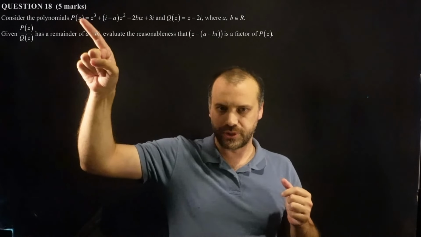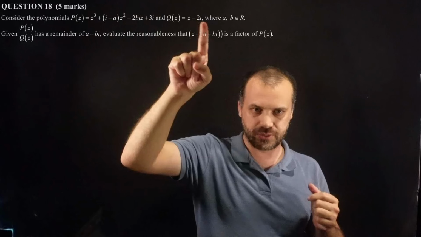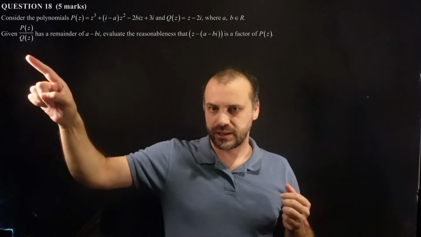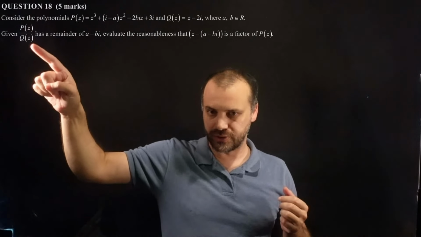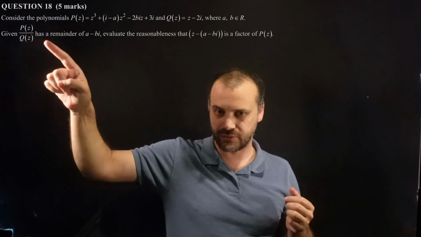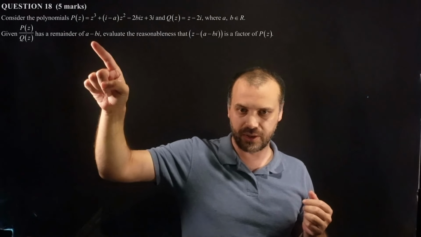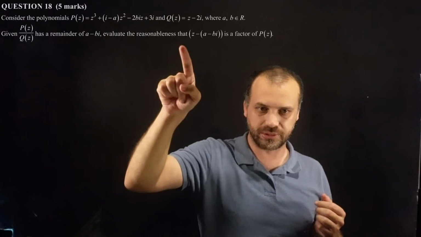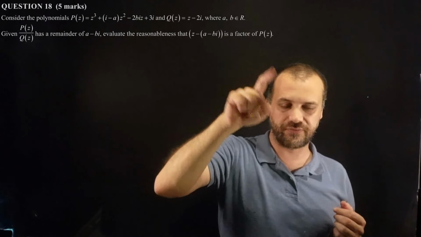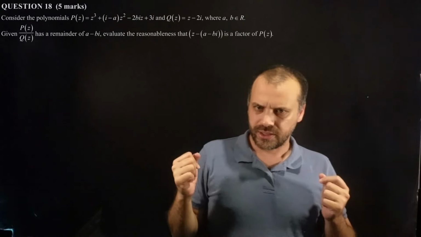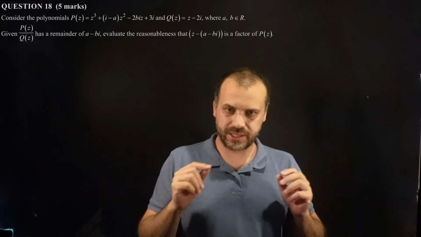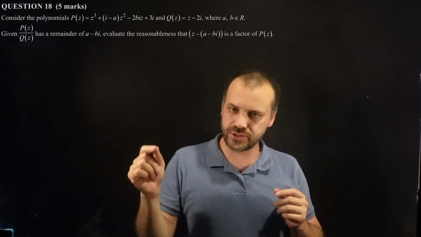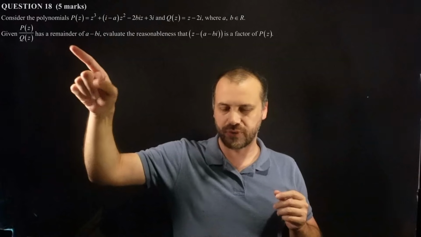Consider the polynomial p of z and the polynomial q of z, where a and b are real numbers. Given that p of z divided by q of z has a remainder of a minus bi, evaluate the reasonableness that q of z is a factor of p of z. Okay, scary, no idea where to start, but what I do see is this mention of a remainder.